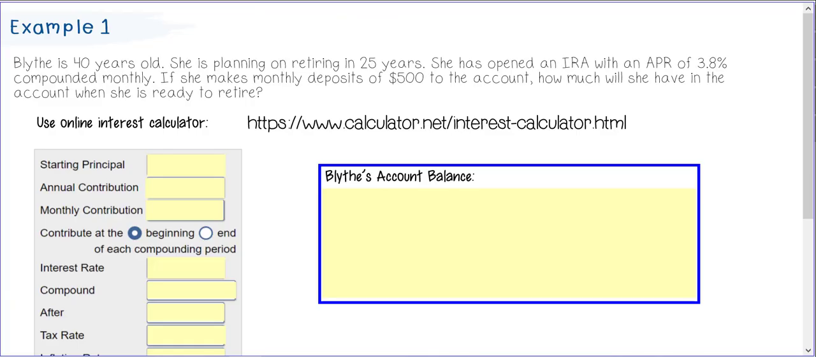Okay, so in our first example, Blythe is 40 years old. She is planning on retiring in 25 years. She has opened an IRA account with an APR of 3.8% compounded monthly. If she makes monthly deposits of $500 to the account, how much will she have in the account when she is ready to retire? We learned in Unit 2 how to use our interest formulas. Now I'm going to show you how to do the same thing on an online calculator, and we're going to use this interest calculator.